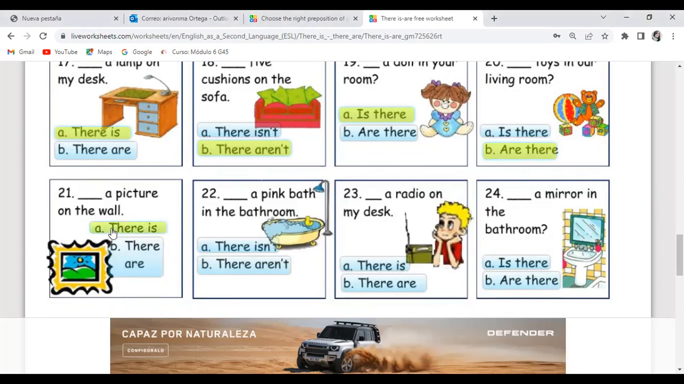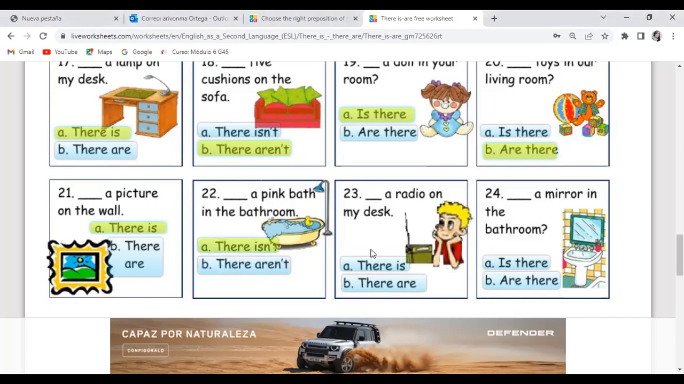What about number 22? A pink bat in the bathroom. There isn't or there aren't. So what do you say, guys? A pink bat in the bathroom. Obviously, the bat is not pink. It's like beige. It's not pink, guys. So there isn't. Yes, Azucena, there isn't a pink bat in the bathroom.